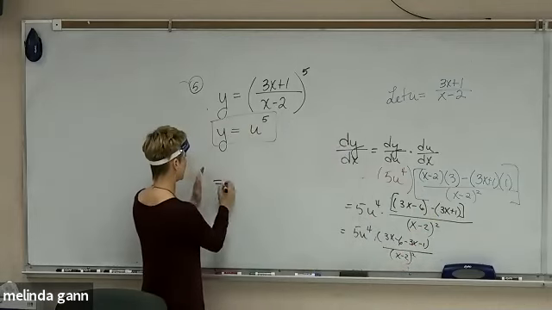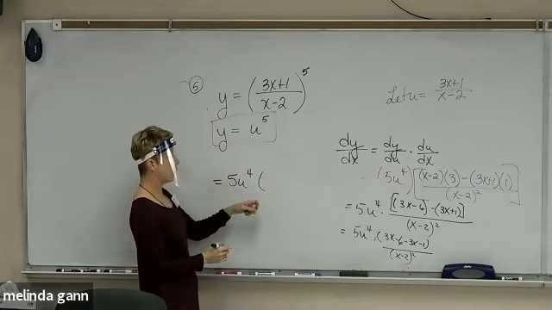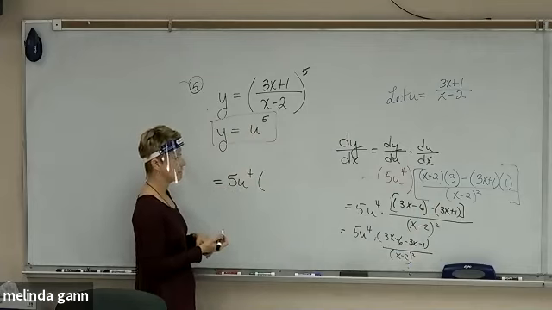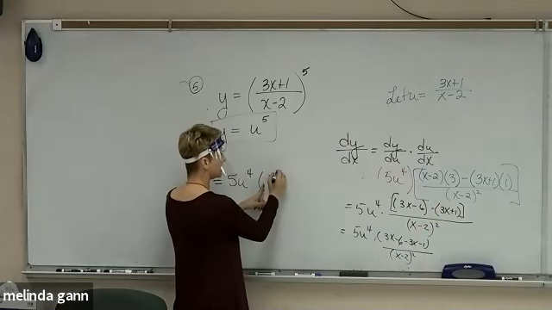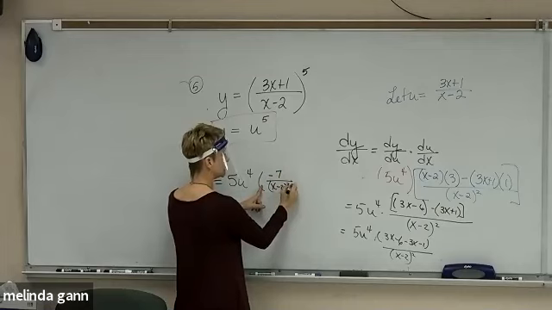So we'll come over here. So I've got a 5u to the 4th. What goes out in that numerator? The 3x's go out, don't they? What's that leave me on the top? Negative what? 7 over x minus 2 what? Squared.